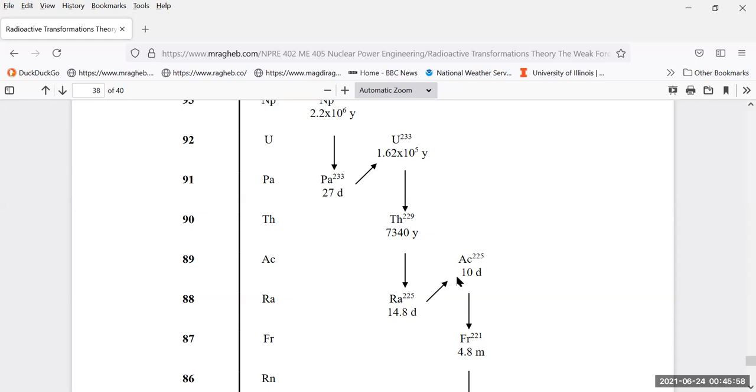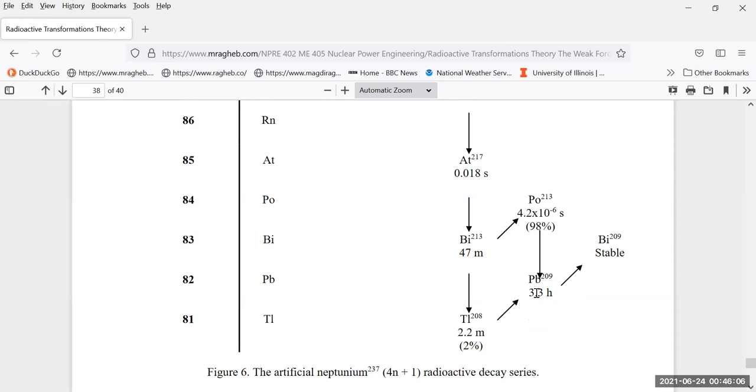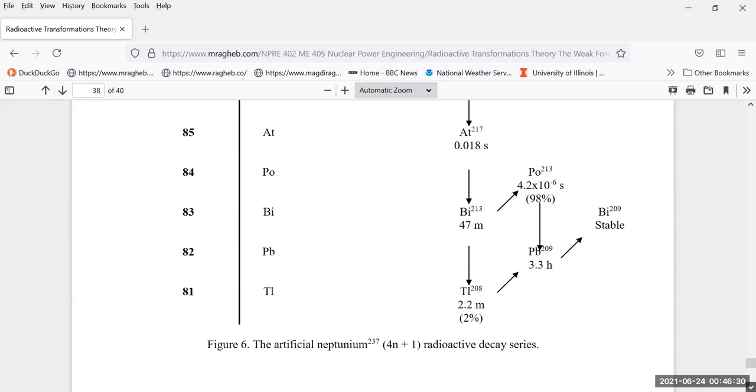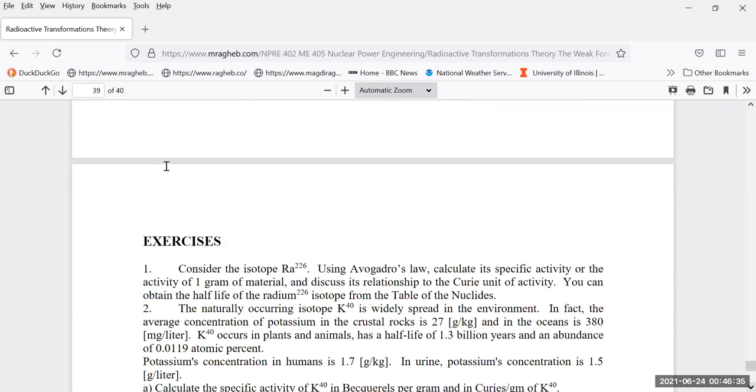So that radium-225 now turns into actinium-225, into francium-221, and eventually you'd think it goes to lead. No, it goes to lead-209. So the three natural chains end in lead 206, 207, 208, but the artificial chain decays into bismuth 209. That's a human-made chain. So in that case, I'll give you an assignment for today.